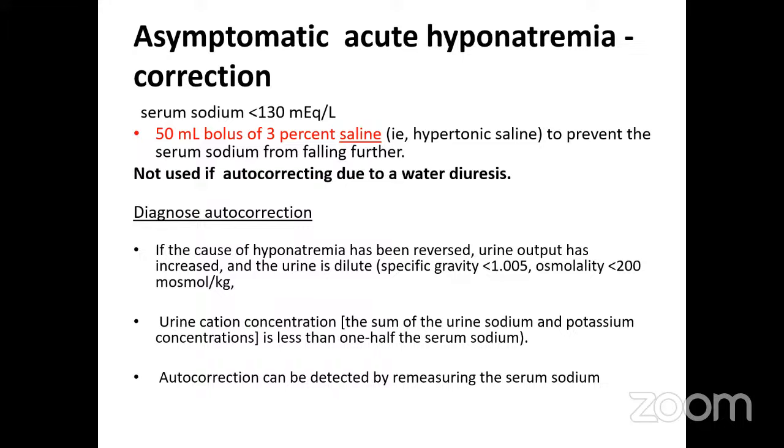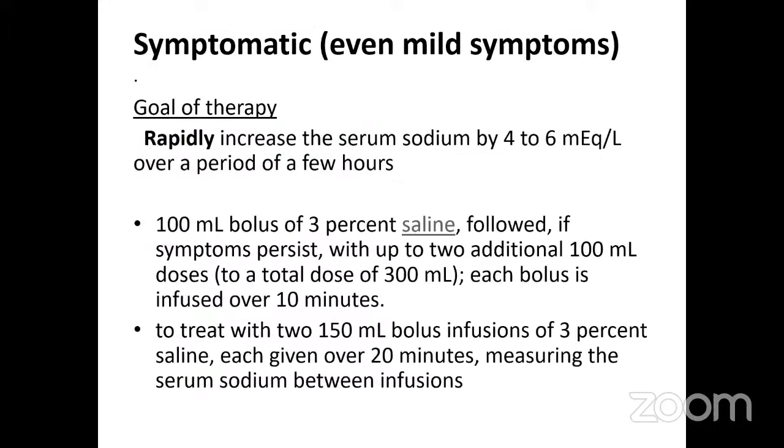So how will you monitor for autocorrection? The specific gravity should be less than 1.005, which is always given in a urinalysis. You have to measure the urine cations, that is sodium plus potassium. It should be less than half of the serum sodium value. Or you measure the sodium and make sure the sodium has gone up.